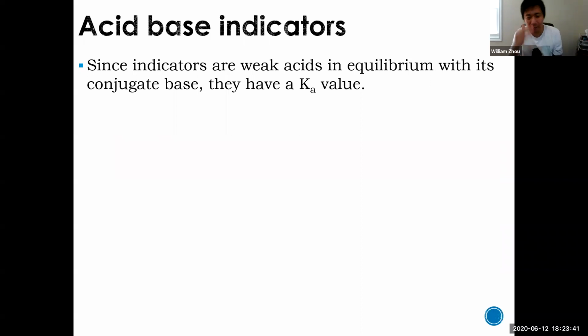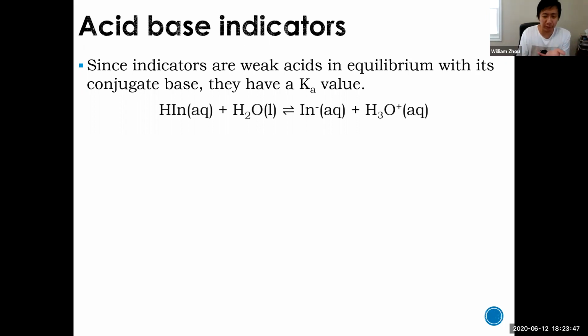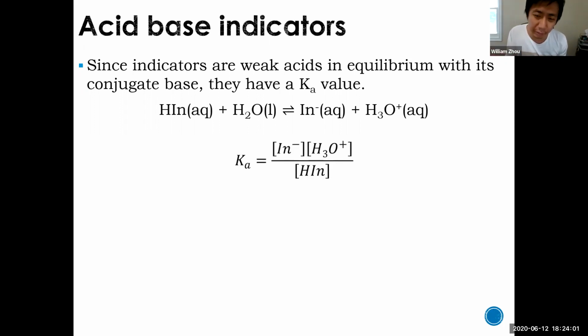All right, so since indicators are weak acids in equilibrium with the conjugate base, they will have a Ka value. So consider this generic indicator equilibrium. The protonated version with the H in water, you get the conjugate base and H3O. Ka is therefore the product over the reactants, right? You exclude water.